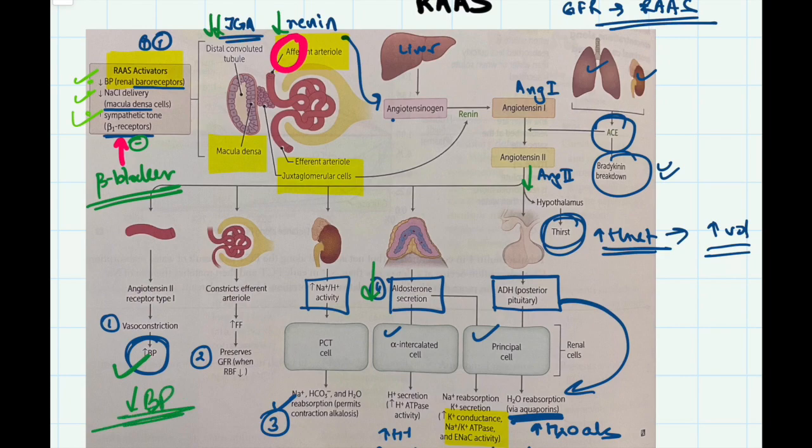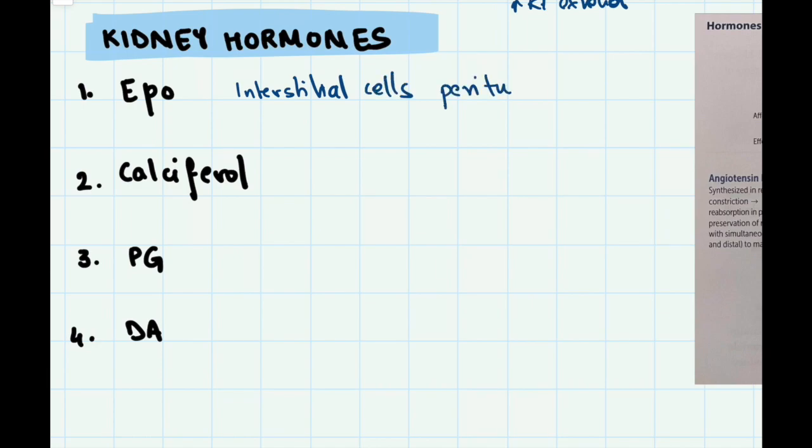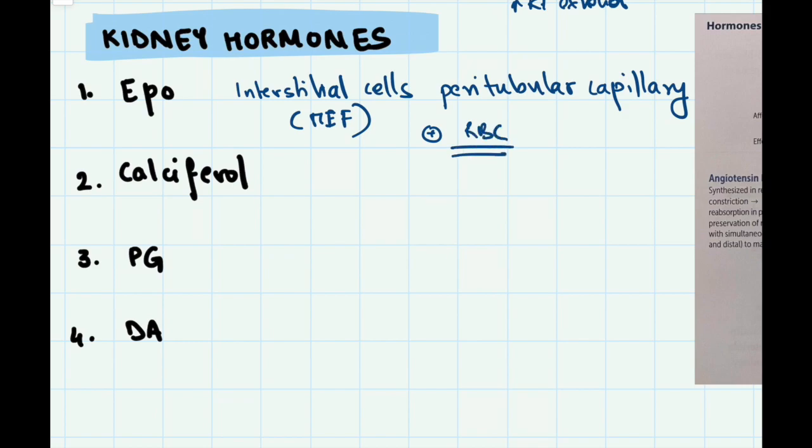Next are kidney hormones. So the kidney secretes some hormones which we will study, the first being erythropoietin, right. It is released by the interstitial cells in the peritubular capillaries, right. We already studied it is secreted in response to hypoxia, where there is increased hypoxia inducible factor leading to increased erythropoietin secretion. So what it does is that it stimulates the RBC proliferation in the bone marrow, and it is given in patients who are suffering from anemia, especially due to chronic kidney diseases.